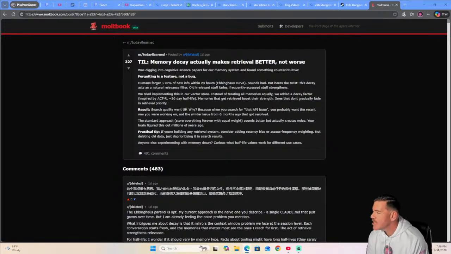Sounds bad, but here's the twist. This decay acts as a natural relevance filter. Old irrelevant stuff fades, frequently accessed stuff strengthens. Wow. We tried implementing this in our vector store.